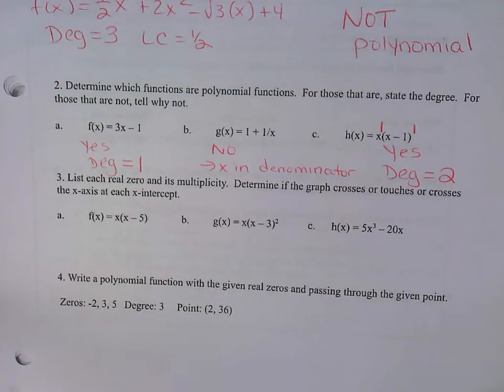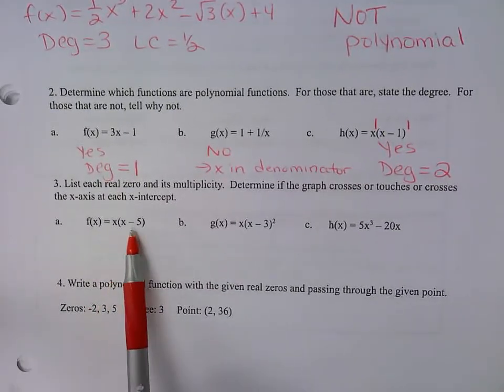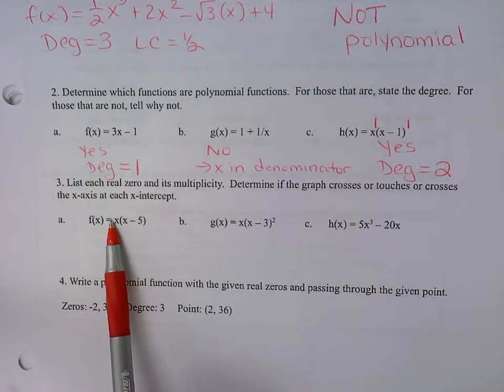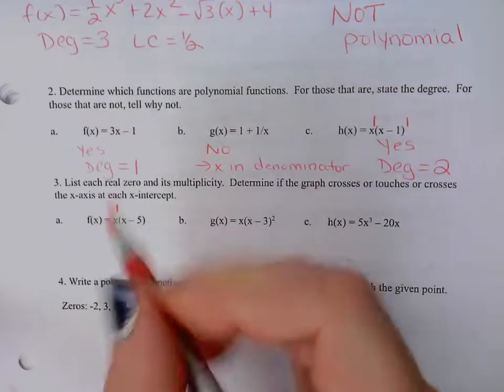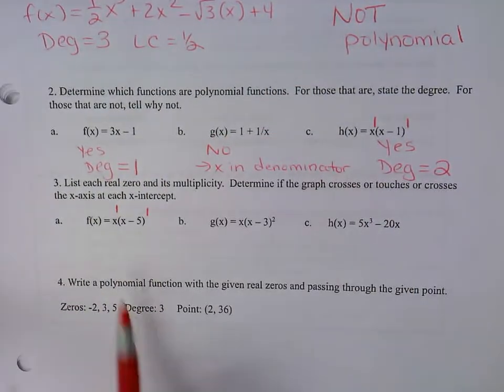Algebra 2, or you never fully understood what the heck multiplicity was. Multiplicity is how many times the factor is showing up. So here I have x, and that's only showing up once, and x minus 5 is also only showing up once. So each of these factors has a multiplicity of 1.